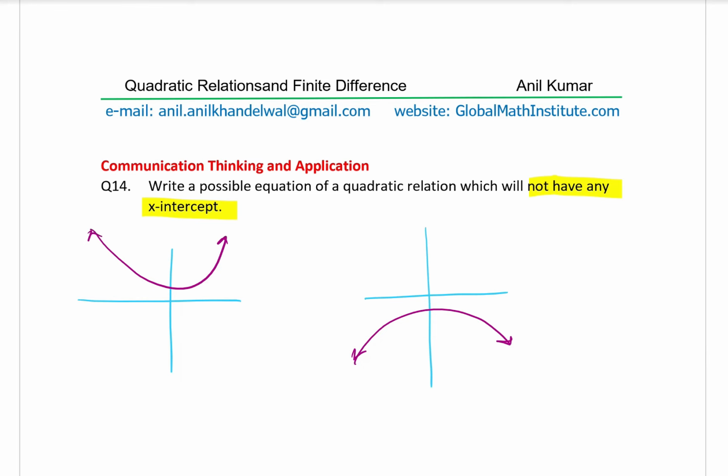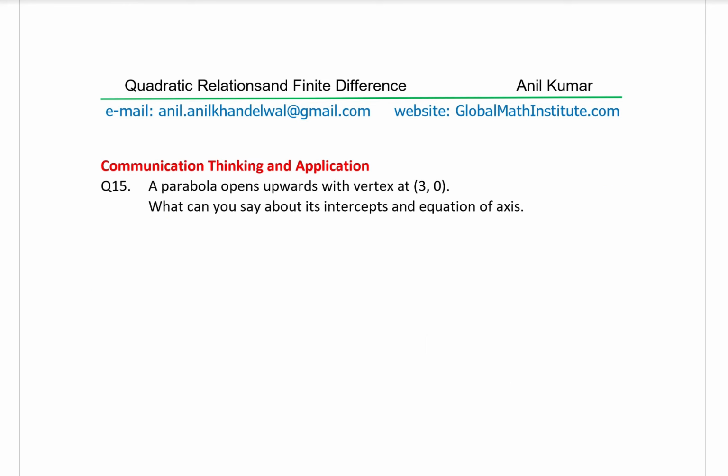So this graph could be written as y equals x squared, let's say plus 1, and this graph could be y equals negative x squared, since it is opening down. So what you notice here is that if the vertex is below the x-axis and graph opens downwards, there won't be any x-intercept. Perfect? So that is how you could do it. Now we are at the end. Here is the last question for you.